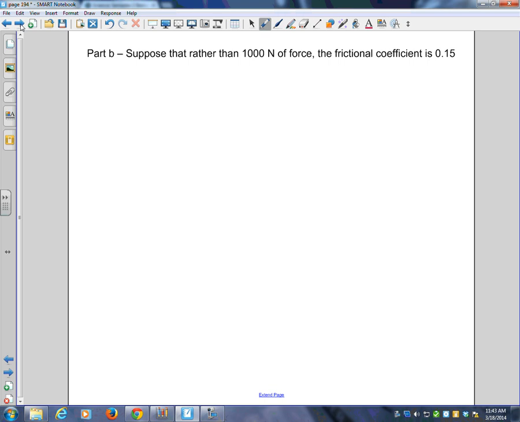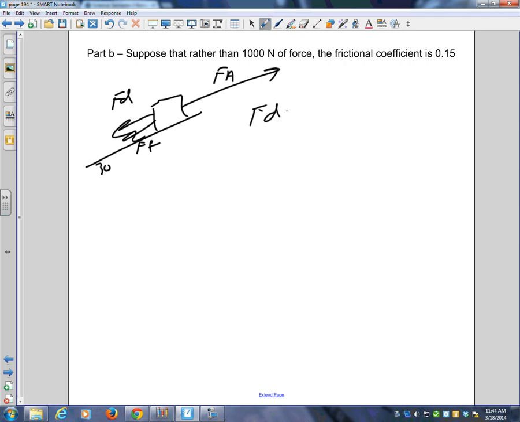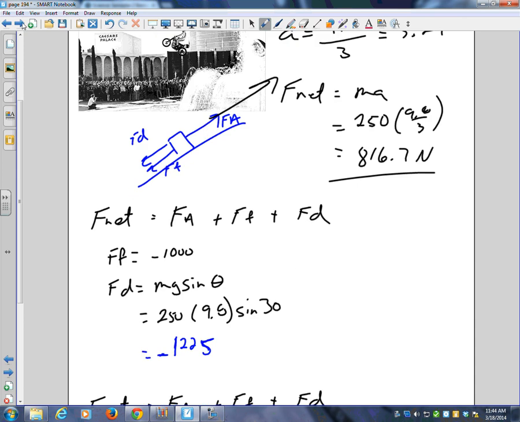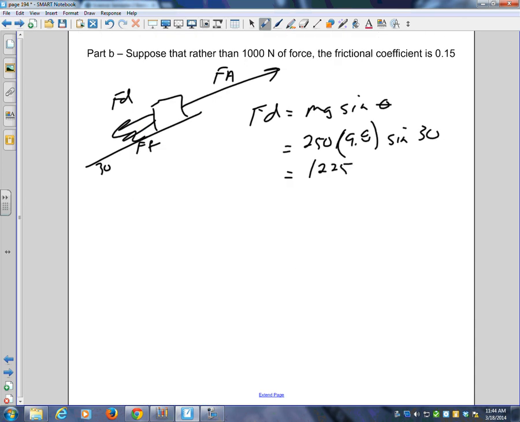Well, we've got a coefficient, and we can find a normal force. But the basic setup, FD, FF, FA, is the same, right? Is FD going to be the same thing? Yeah, FD is simply mg sine theta, so it's going to be the same old 250 times 9.8 times the sine of 30. So it's going to be that same number, which was 1225. Negative.